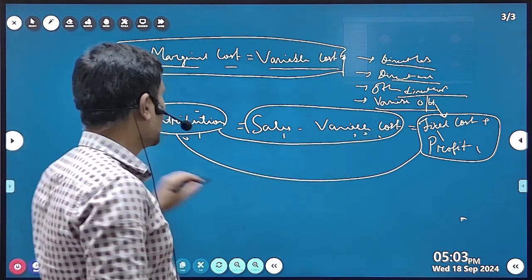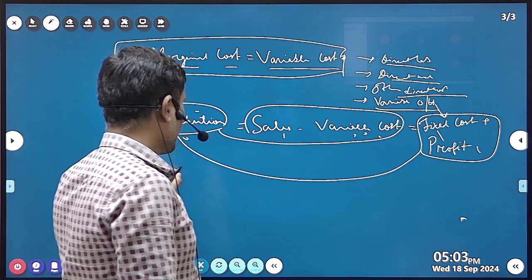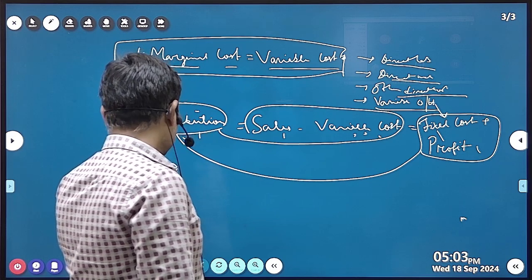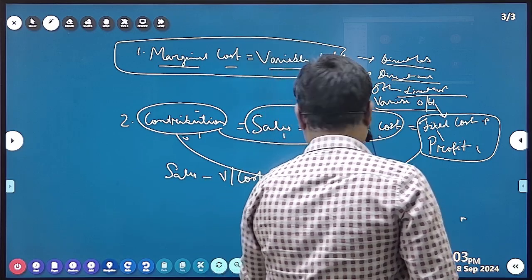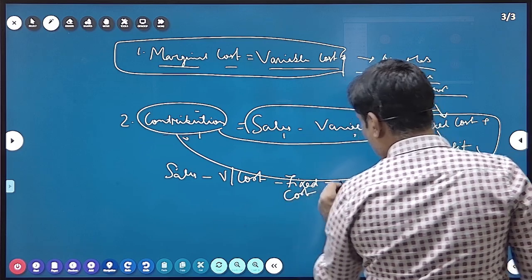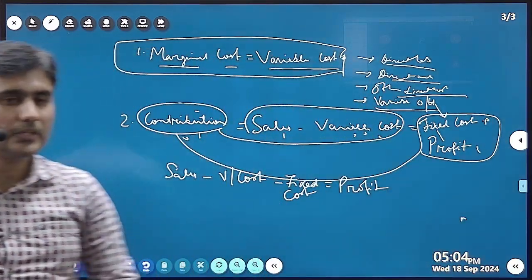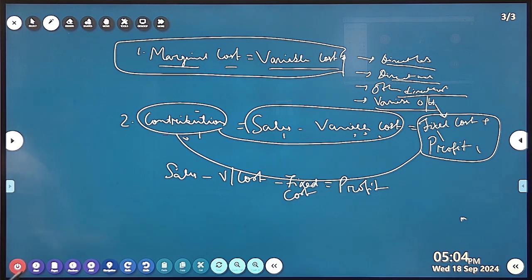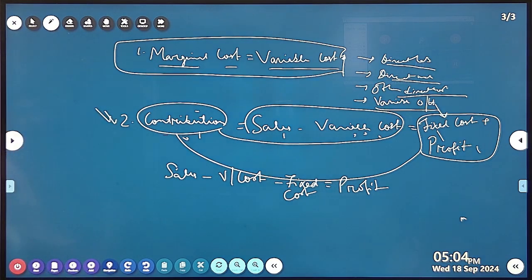To simplify this, we can say sales minus variable cost minus fixed cost, it is what? Profit. It is right. Simple. It is very easy. So this formula number 2 is very important. Contribution equal to sales minus variable cost equal to fixed cost plus profit. Okay, we'll go to the third.